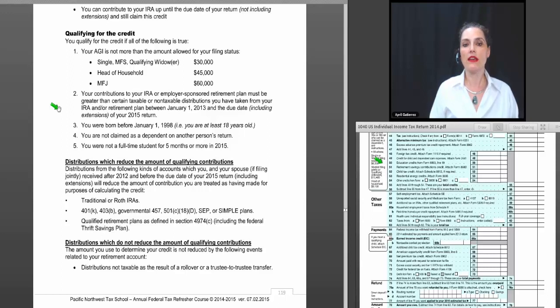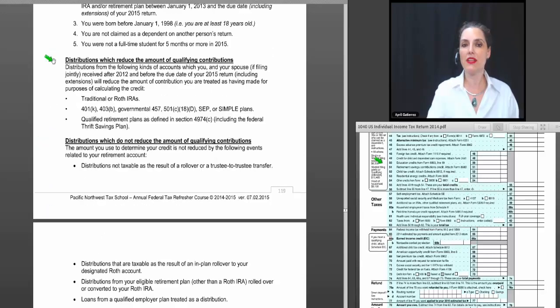You are not claimed as a dependent on another person's return, and you are not a full-time student for 5 months or more during the year. Distributions which will reduce the qualifying amount of your contribution. Distributions from the following kinds of accounts which you or your spouse, if filing jointly, received after 2012 but before the due date of your 2015 return, including extensions, will reduce the amount of the contribution you are treated as having made for the year.